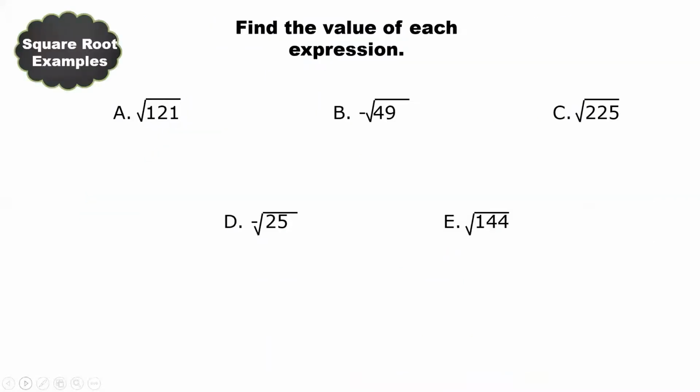Find the value of each expression. Pause this video and find the square roots of the following expressions. The square root of 121 is 11. The negative square root of 49 will be negative 7. The square root of 225 would be 15. The negative square root of 25 will be negative 5. And the square root of 144 will be 12.